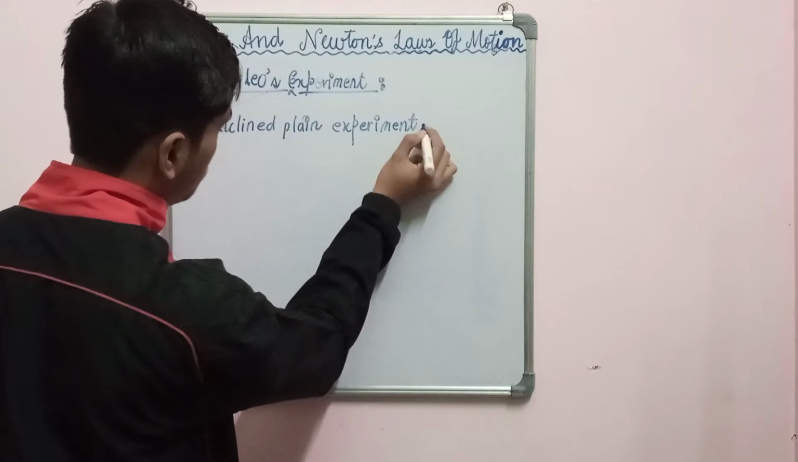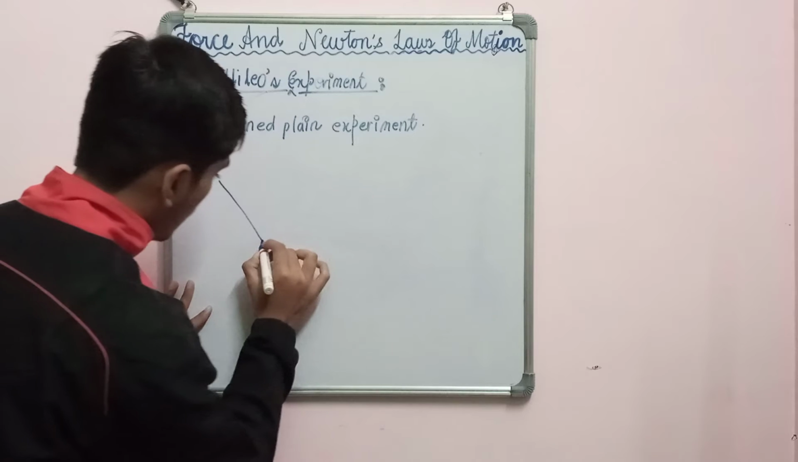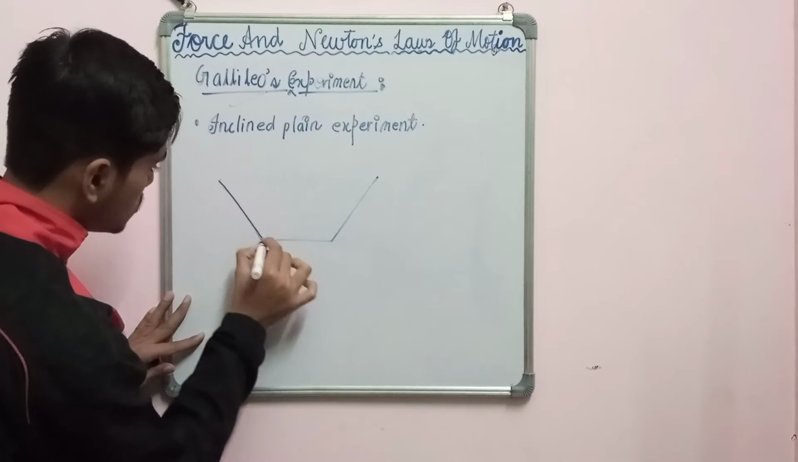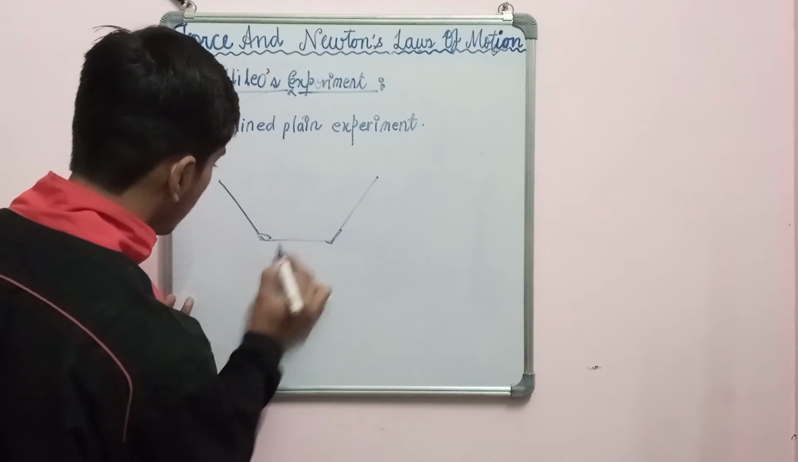So what he did? He took an inclined plane like this, and another like this. So this was an inclination. This was also an inclination. All of them were greater than 90 degrees.